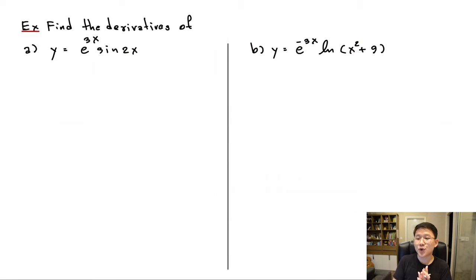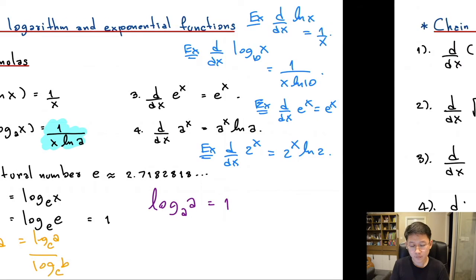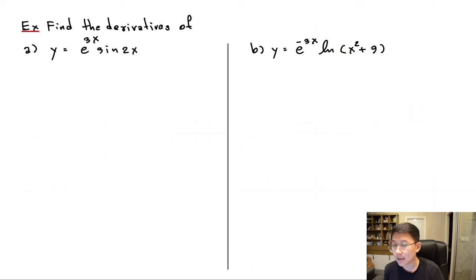So let's go back to our topic, the derivatives of logarithm and exponential. Okay. For some of you who already forgot the formula, d of log x is 1 over x. d of log x with base a is this. d of e to the x is e to the x. d of a to the x is a to the x log a. Okay.